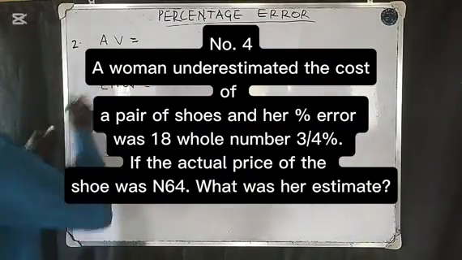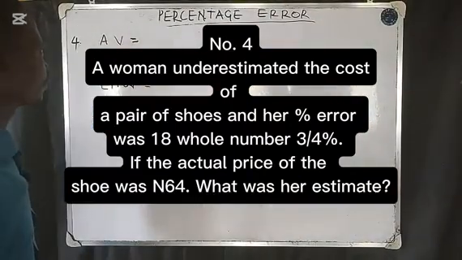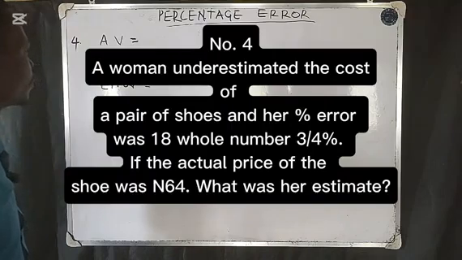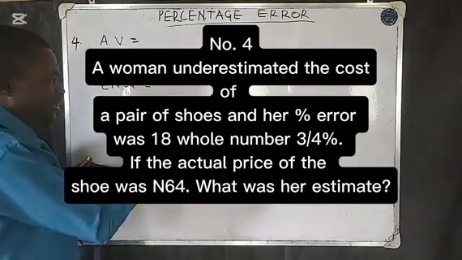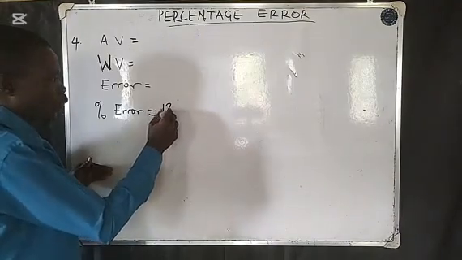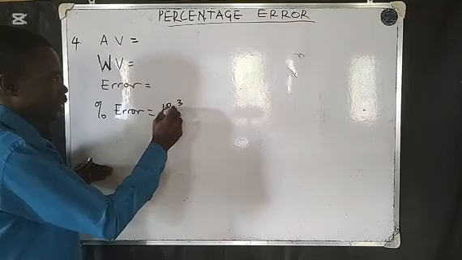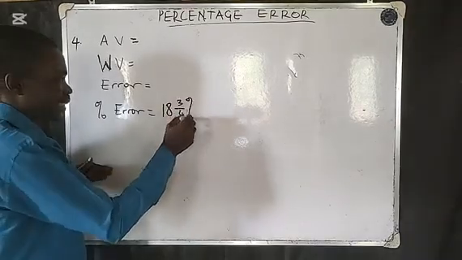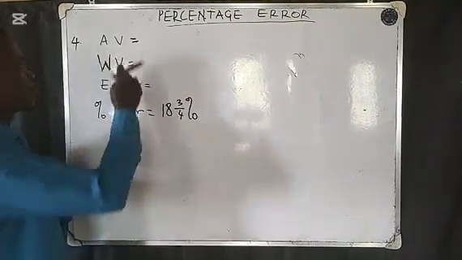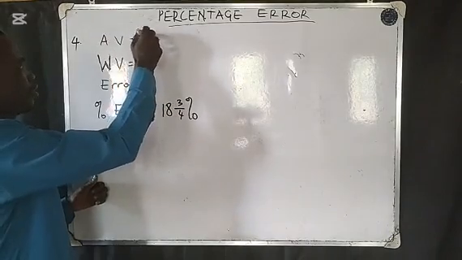Okay, number 4. Percentage error is 18 3/4%. That is the percentage error. Actual price 64 naira.